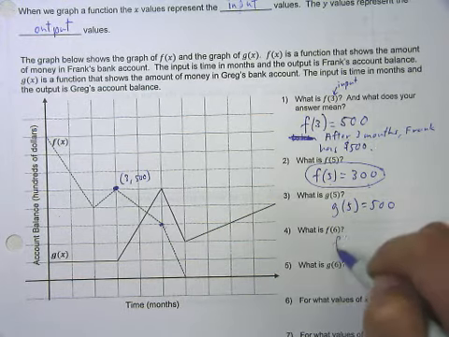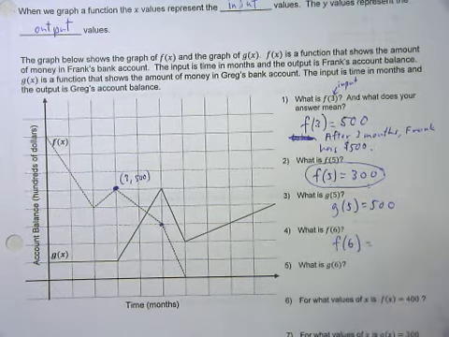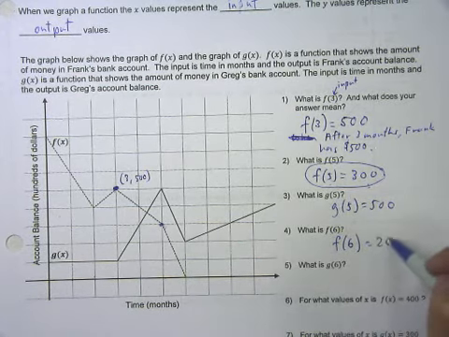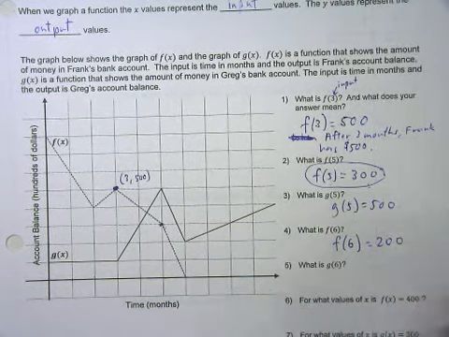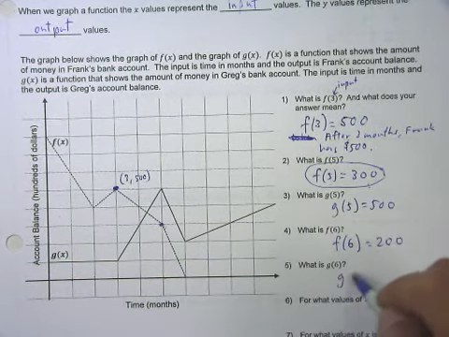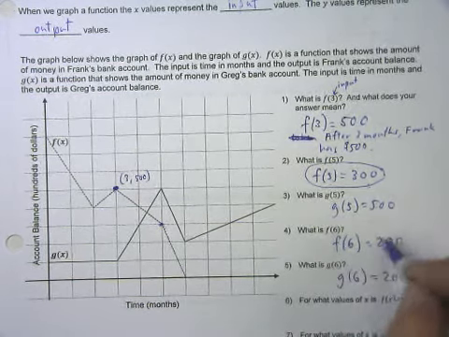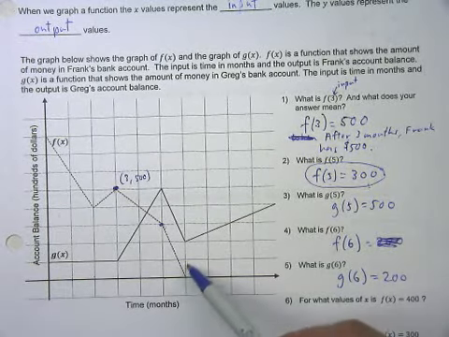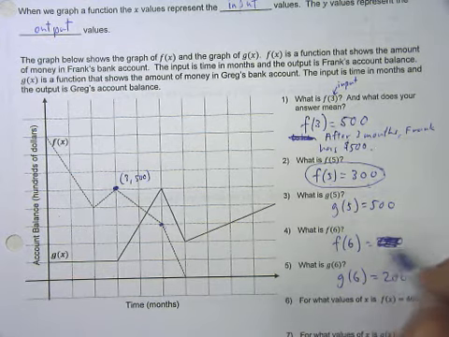See what you got. F of 6. 1, 2, 3, 4, 5, 6. F of 6 should be $200. Oh, actually, I did that wrong. Sorry about that. That's g of 6. G of 6 is 200. Sorry, I did this wrong. F of 6, what is that? F of 6 is 0. Sorry about that. I'm looking at the wrong graph.